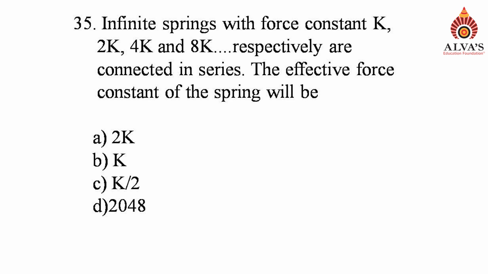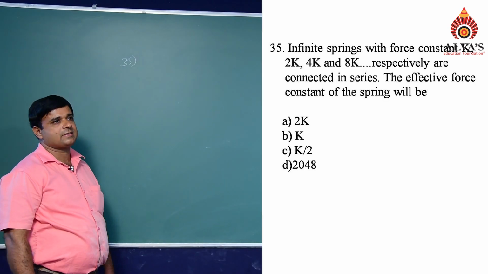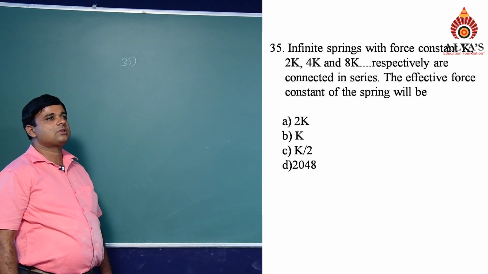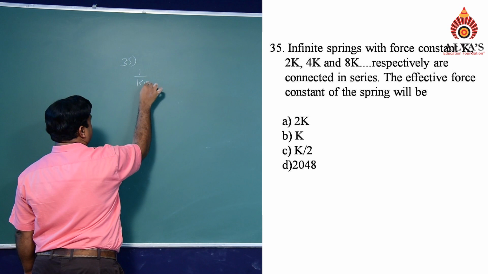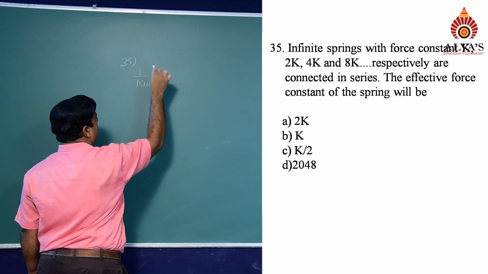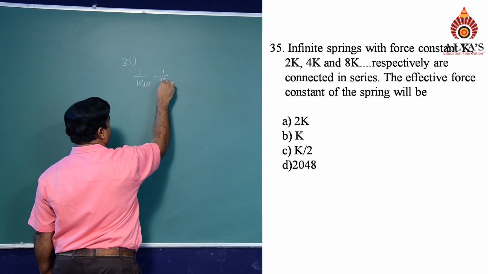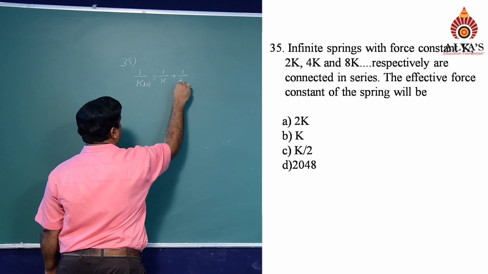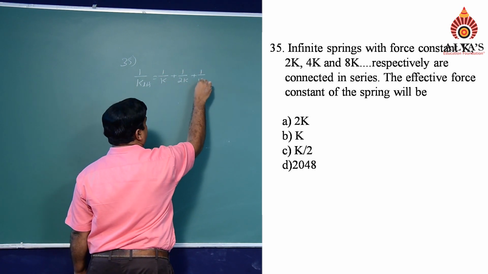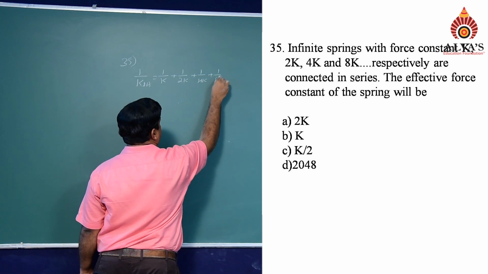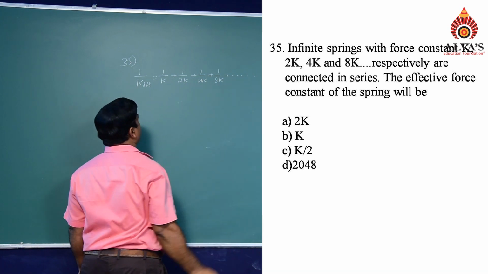Infinite springs with force constant K, 2K, 4K and 8K and so on respectively are connected in series. The effective force constant of the spring will be? So, an infinite number of springs are connected in series, find the effective spring constant. Whenever springs are connected in series, 1 by K effective is 1 by K1, which is K here, plus 1 by K2, 2K, plus 1 by K3, 4K, plus 1 by 8K, and so on.